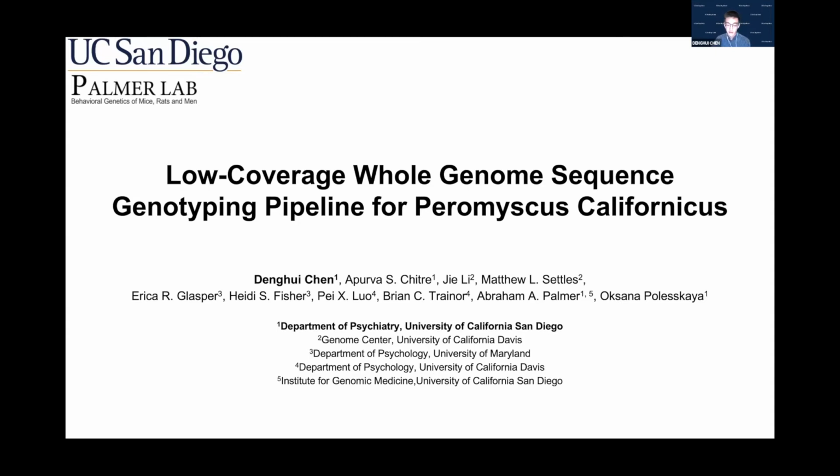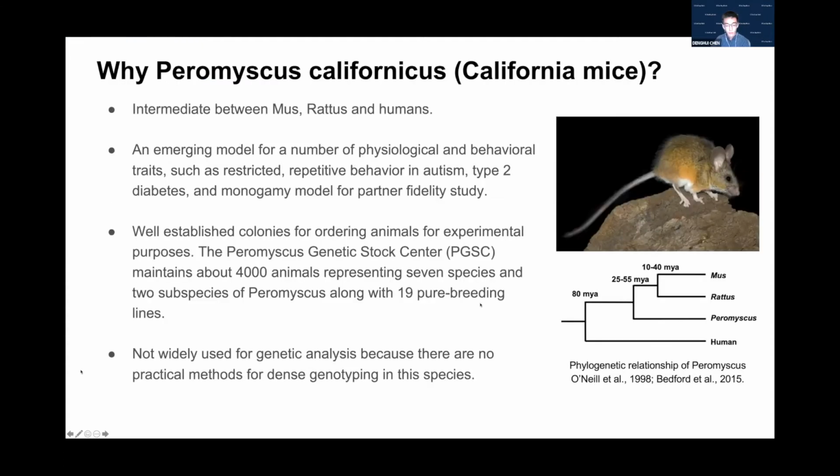Today I'm going to talk about a new genotyping pipeline for Peromyscus californicus based on low coverage whole genome sequence. When you see the title, the first question that might pop into your head is: why Peromyscus californicus, also called California mice?